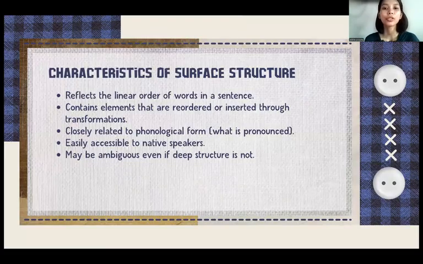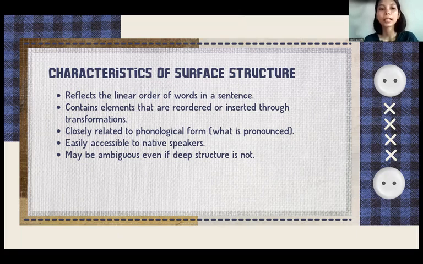So these are the characteristics of surface structure. The first is that it reflects the linear order of words in a sentence. The next is that it contains elements that are moved or inserted through transformation. The next is that it is closely related to phonological form. The next is that it is easily accessible to native speakers. And the next is that it may be ambiguous even if the deep structure is not.